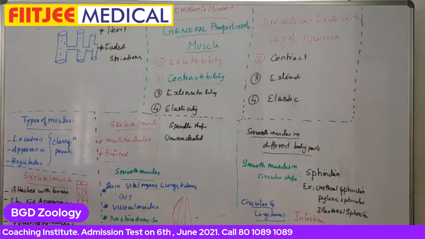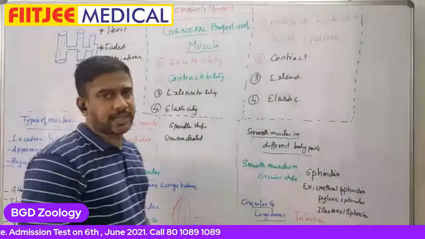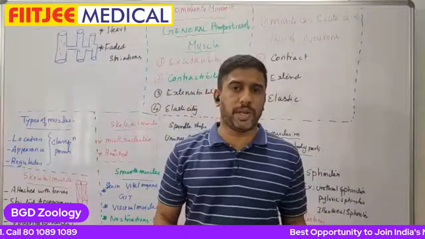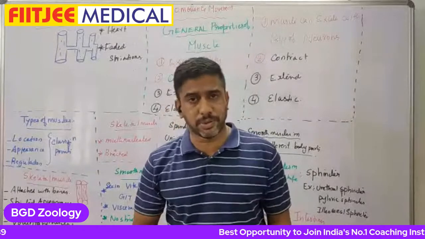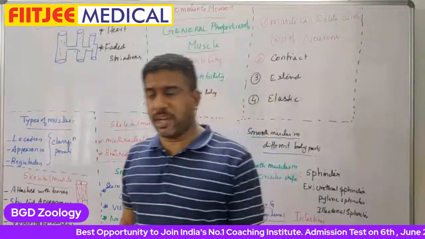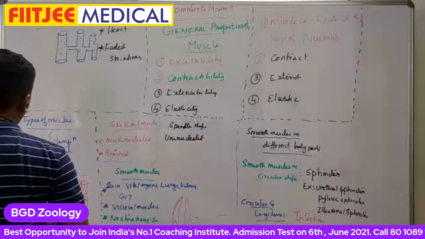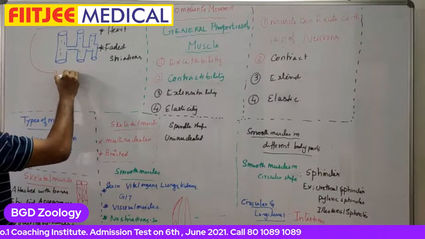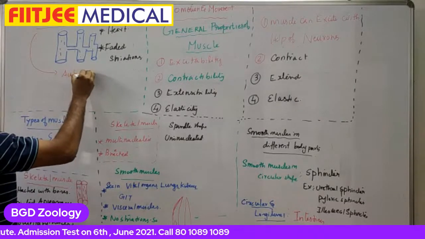Now look into the regulation. That is also very important. You know that the cardiac muscles, you can't do anything. It's not in your control. So remember the point, that's a very important point. The cardiac muscle generally will be controlled by the autonomic nervous system.